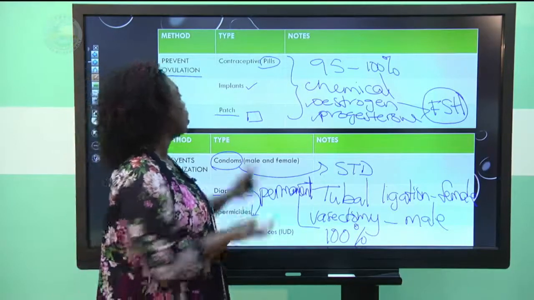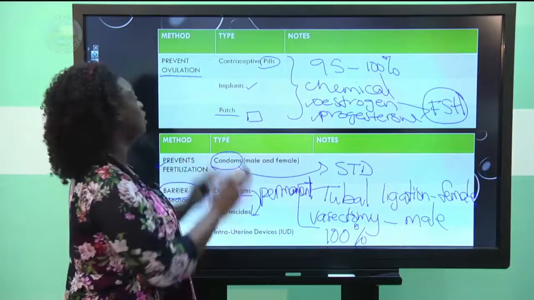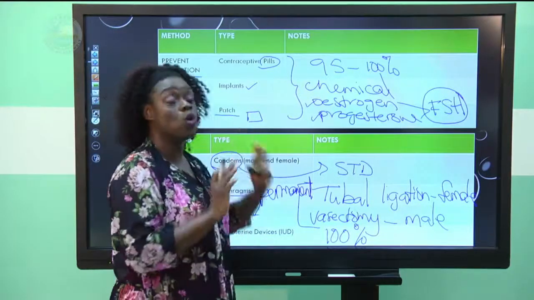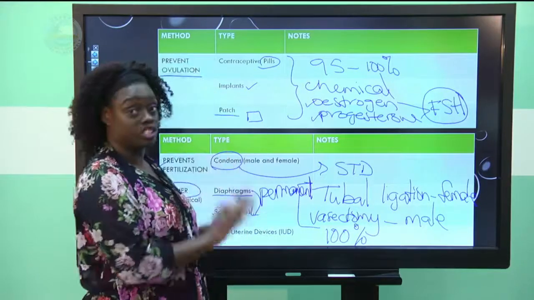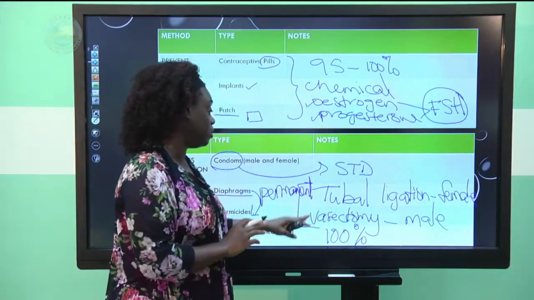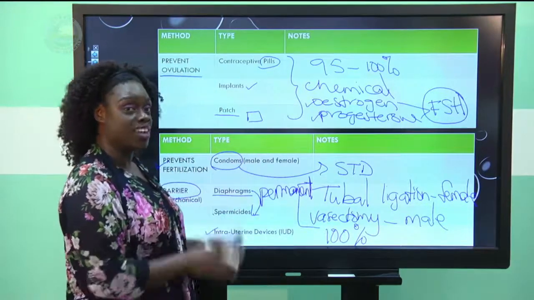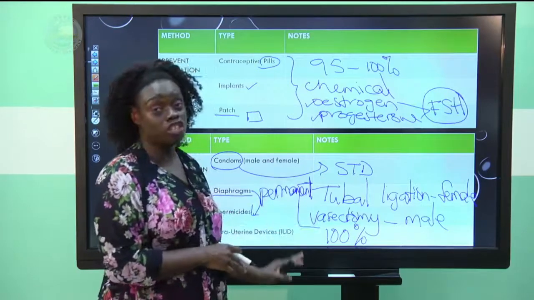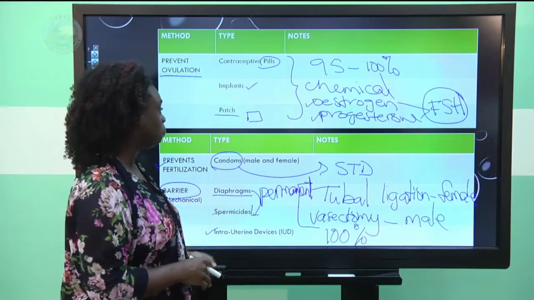So once again, all the other methods are temporary. Once you use these other methods and you want to start a family, you just stop using the method. The tubal ligation and the vasectomy are permanent. You cannot change your mind after the fact, but it is 100% effective.